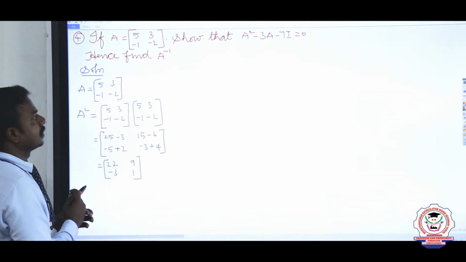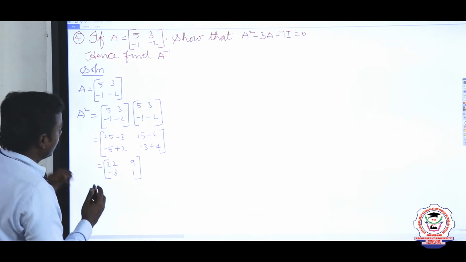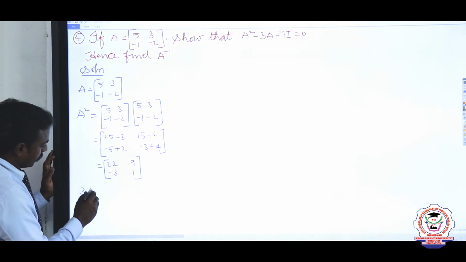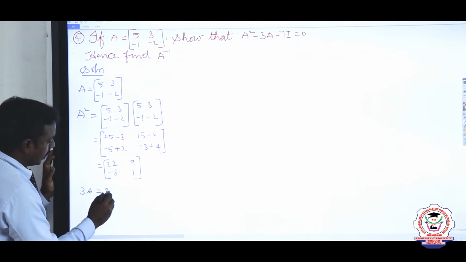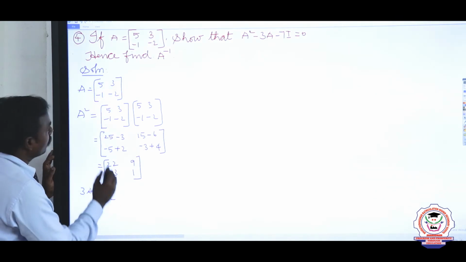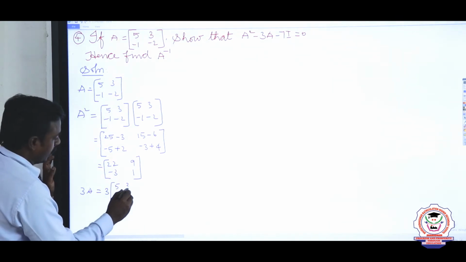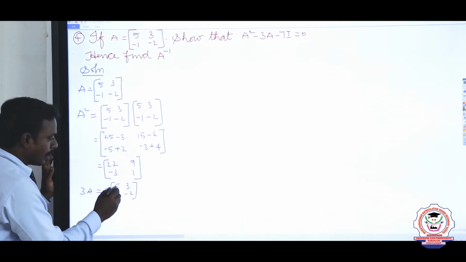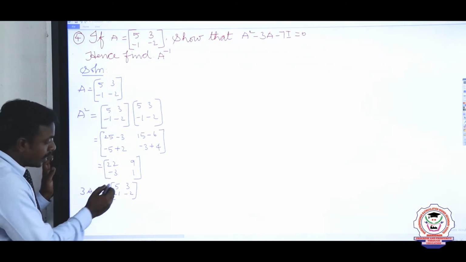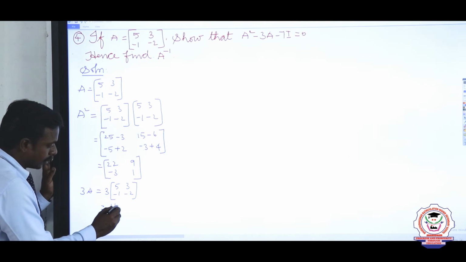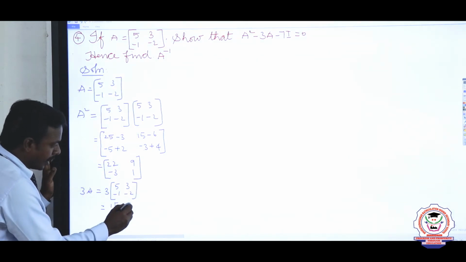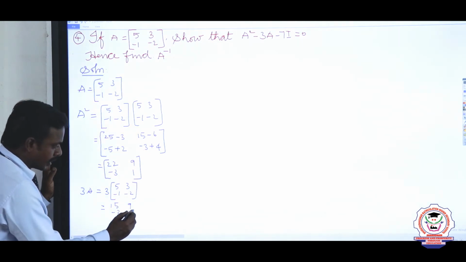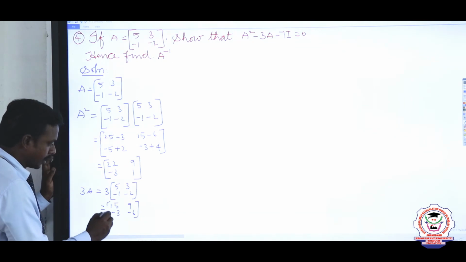Next 3A. So 3A we can use in direct method. Listen, from the question, 3A equal to 3 into A matrix values, what they given? 5, 3, minus 1, minus 2. So, this 3 multiply with every element of this matrix. So, 5 3s are 15, 3 3s are 9, 3 into minus 1 minus 3, 3 into minus 2 minus 6. So, this is 3A matrix.